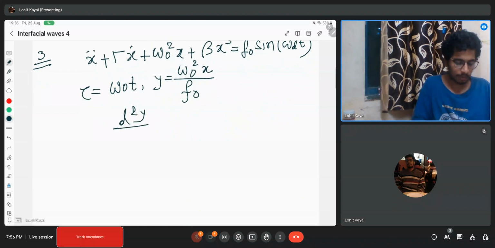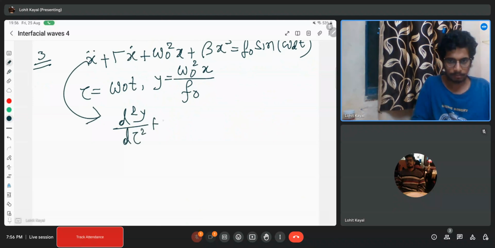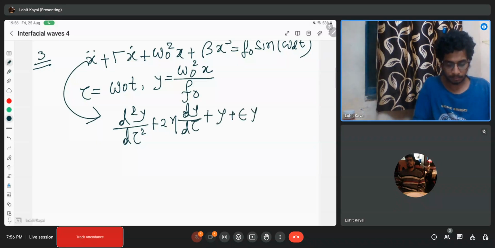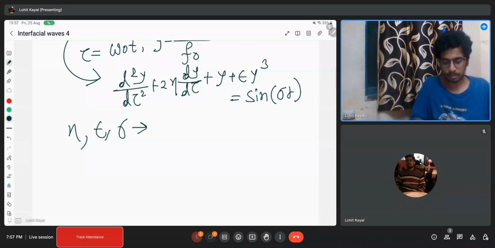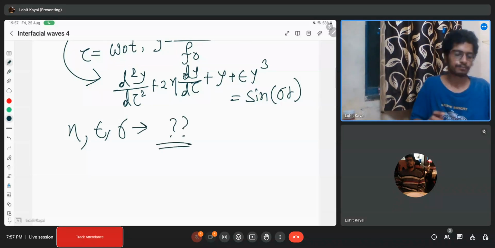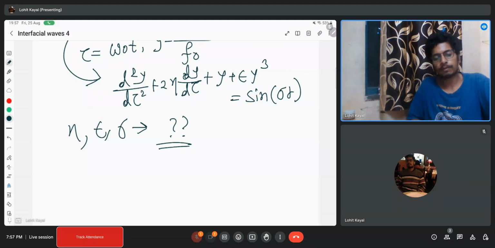So if you now convert this equation to this equation, d2y d tau square plus 2 eta dy d tau plus y plus epsilon y cube equal to sine of sigma t, where eta, epsilon, sigma are some non-dimensional numbers. But what are those? So you are provided everything and you need to find this expression.